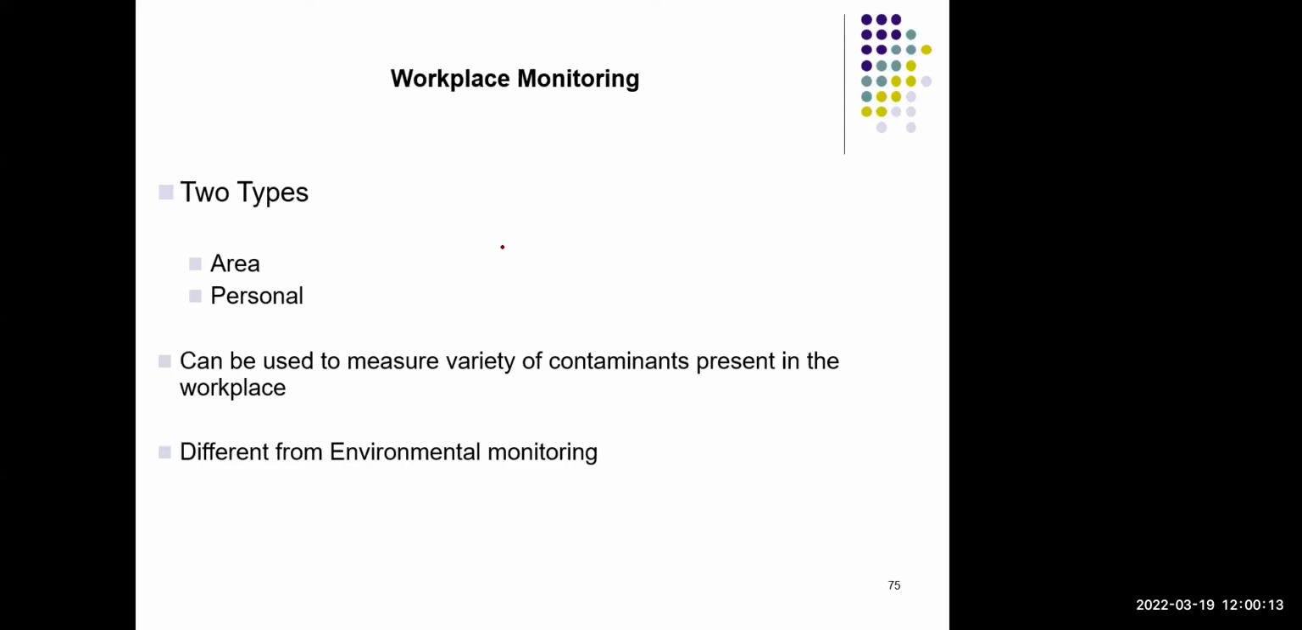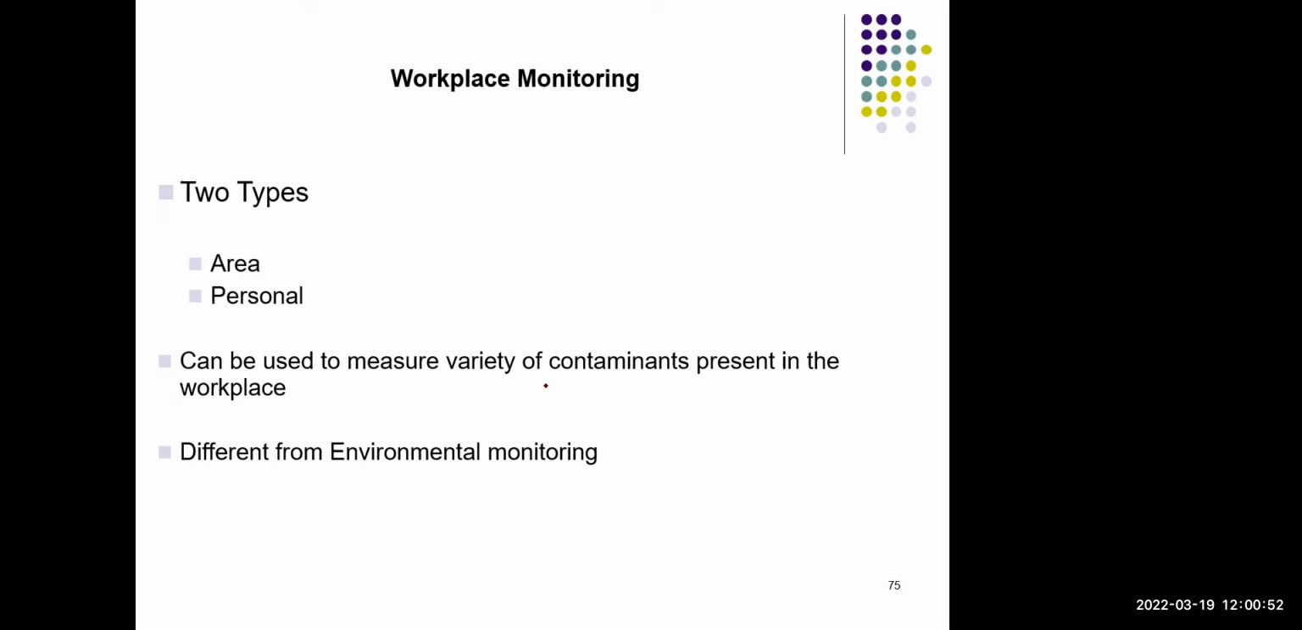There are two types, area and personal. That means you go to a workplace and just take a spot reading there, so you know this hazard is there. But just because the hazard is there doesn't mean the person is exposed. For example, a boiler is making tremendous noise, 110 decibels. But you find out the operator goes there only for 10 minutes in a day, just to make some adjustment or take some readings. So the actual risk does not exist. Hazard is there, but the probability is very low. So it can be used to measure a variety of contaminants present in the workplace.